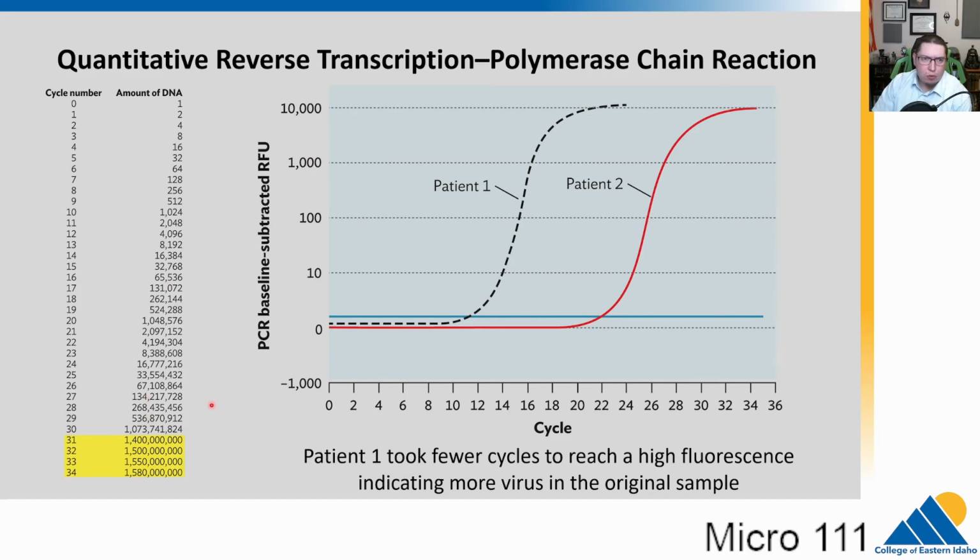So we can use quantitative RT-PCR to actually calculate how much virus is in a patient, which can be quite useful, particularly in something like HIV, where we really want to make sure that there is no detectable virus in a patient to prevent transmission and other things.